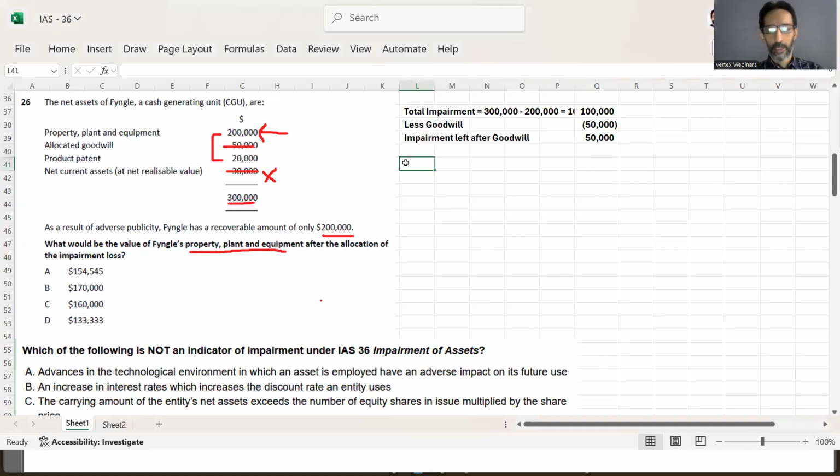So the impairment charge for PPE would be 50,000 multiplied by the value of the property, plant, and equipment, which is 200,000, divided by 220, because 220 is the sum of the property, plant, and equipment and the product patent. Okay, so let's calculate how much of the charge will be placed on PPE.